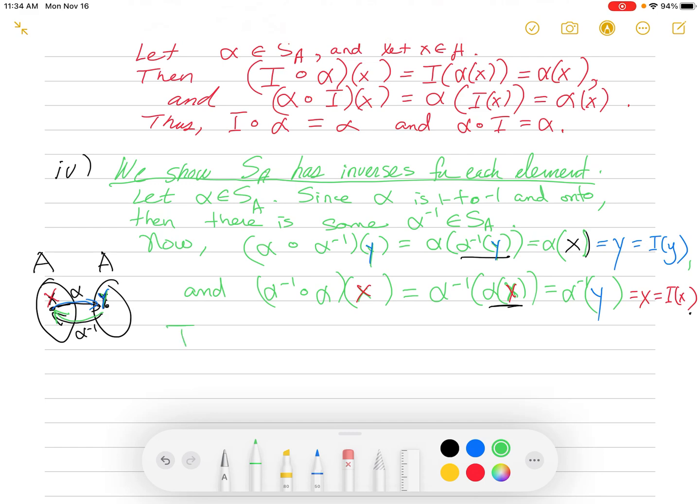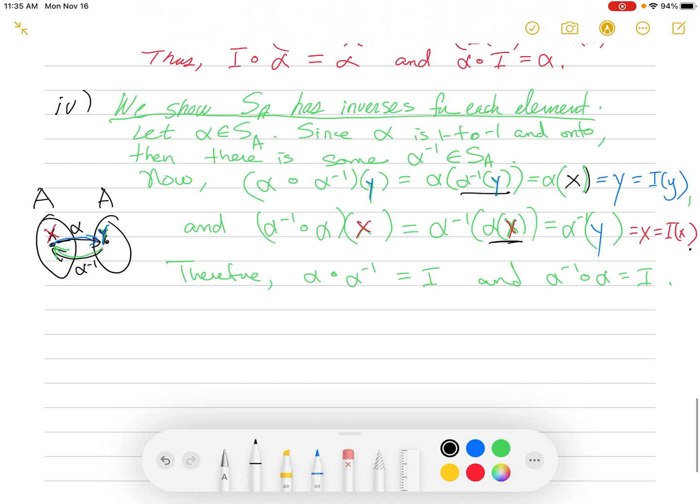So thus, therefore, alpha composed with alpha inverse is the identity, and alpha inverse composed with alpha is the identity. So that shows inverses, and that's it. Therefore, the permutations on A are a group under functional composition.